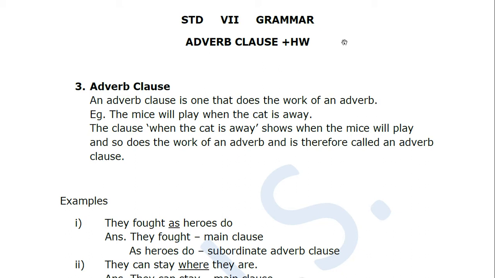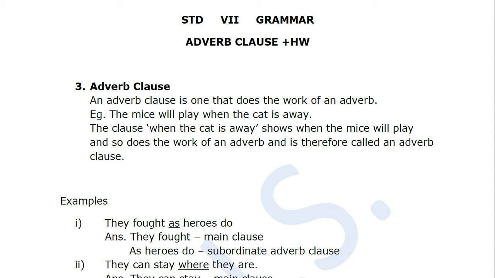And adverb clause is a little similar to adjective clause, because in adjective clause your subordinate clause does the work of an adjective. Same way here, your subordinate clause does the work of an adverb. Now, what is the work of an adverb? An adverb tells you more about an action, that is a verb. So, how the action was done, when it was done, how often it was done, whether it was done or not done at all. So, that is what your adverb clause does.